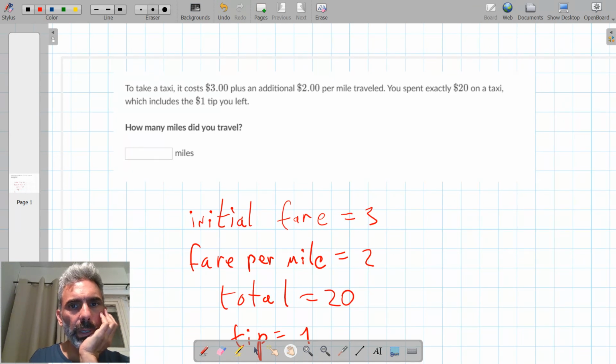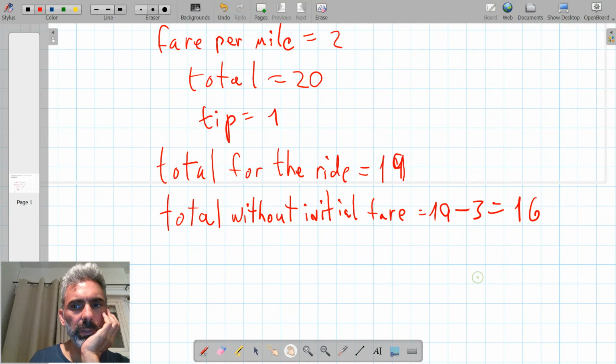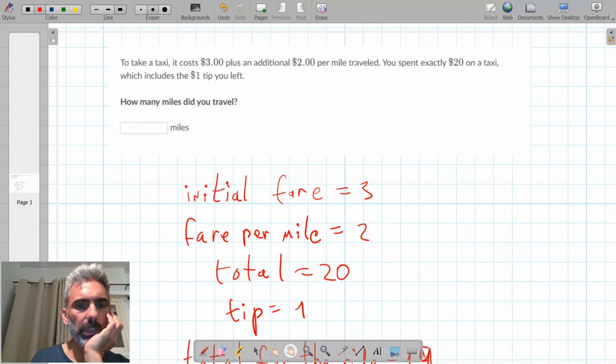And if we pay $2 per mile traveled, how many miles did you travel? So this is the amount of money that we paid for the travel according to the fare per mile. So 16 divided by 2 is 8. So we traveled 8 miles.